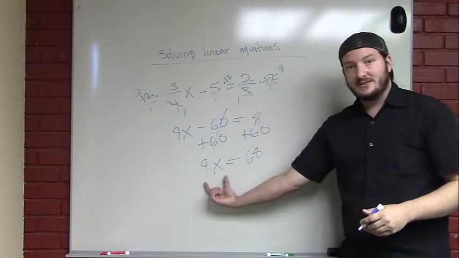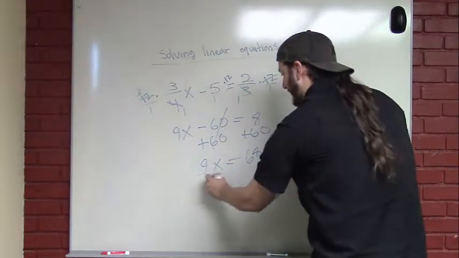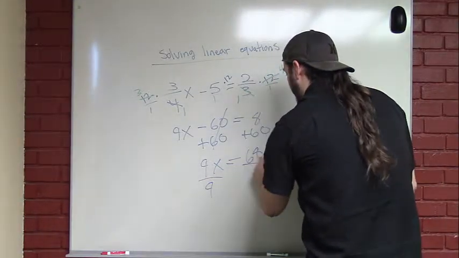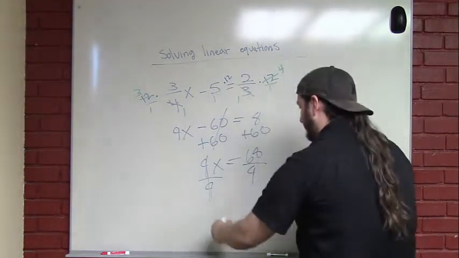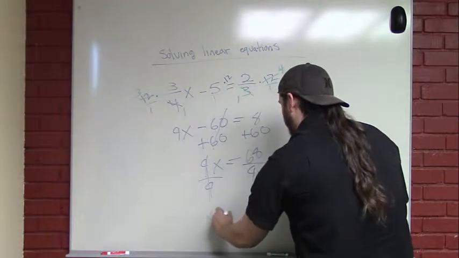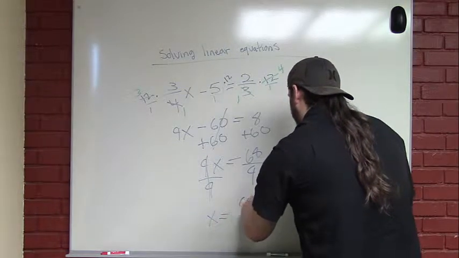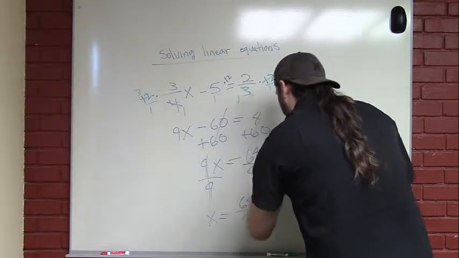Now, remember these guys are together. You're just going to divide by that number there. You're going to divide by 9. Divide by 9. And, getting kind of low here. X is going to equal 68 over 9.